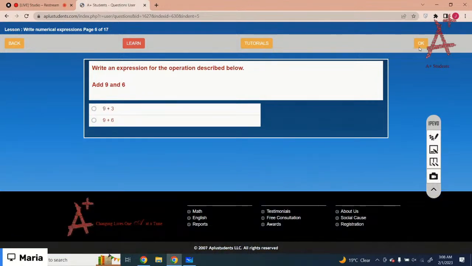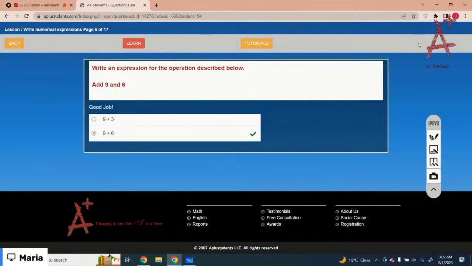Okay, write an expression for the operation described below. Add 9 and 6. So which is the correct option? Add 9 and 6. Yes, that would be the second option. Simply write it with the addition sign. So it would be the second option. Very good.